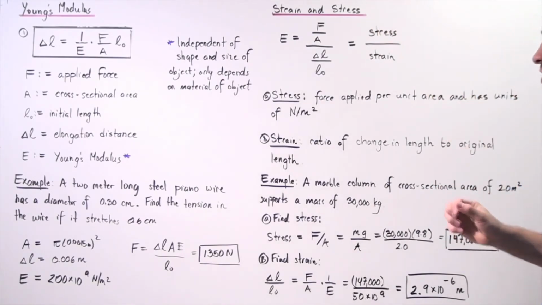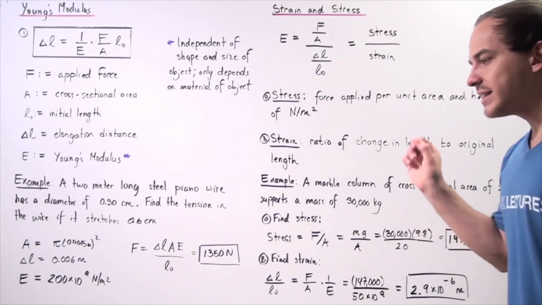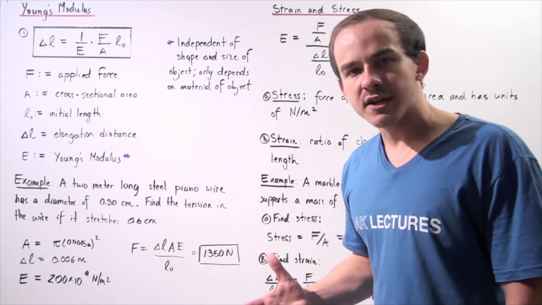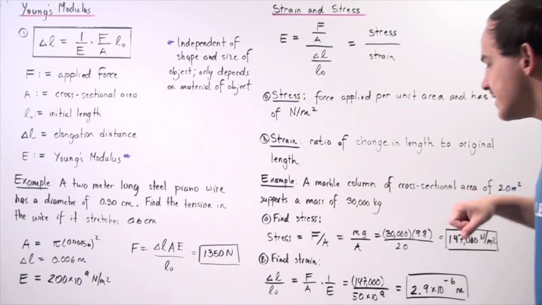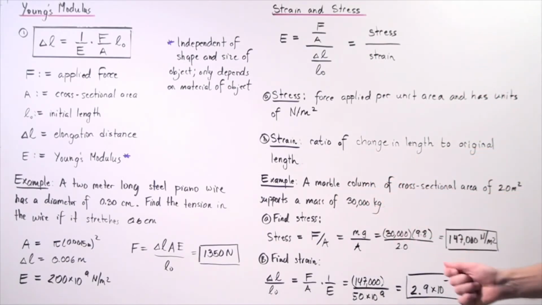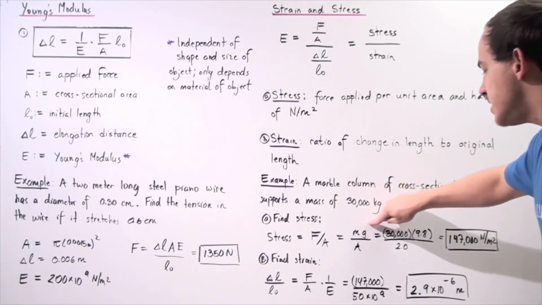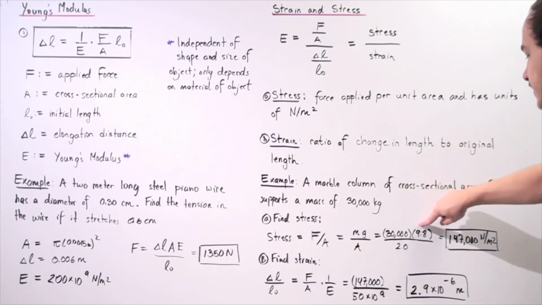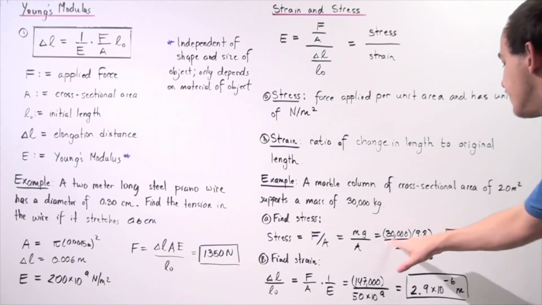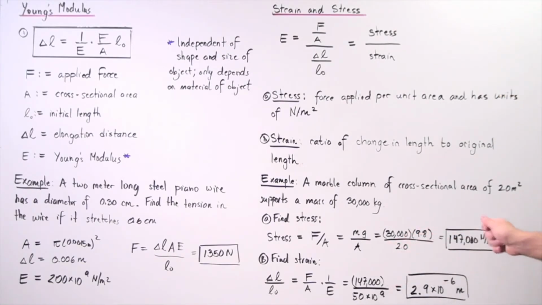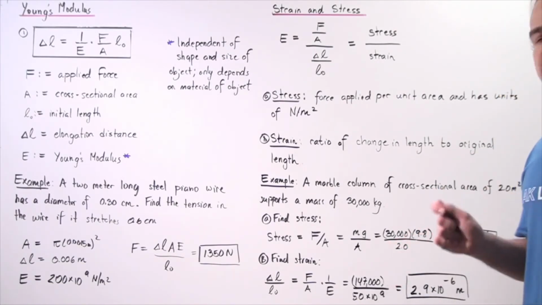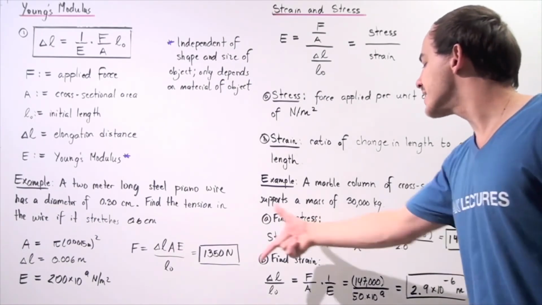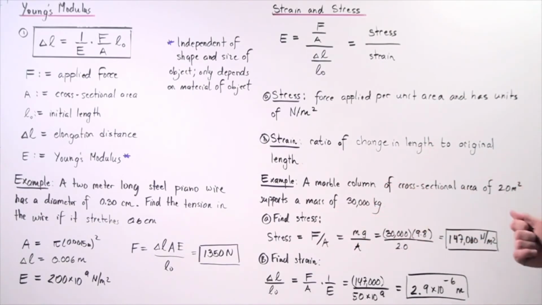To find the force, we simply realize that the force that's acting on the mass is the force of gravity. So that means force is simply mass times g, our gravitational constant. So mg divided by A is 30,000 kilograms multiplied by 9.8 meters per second squared, divided by 2 meters squared, and we get 147,000 newtons per meter squared as the stress. It's the force per unit area.